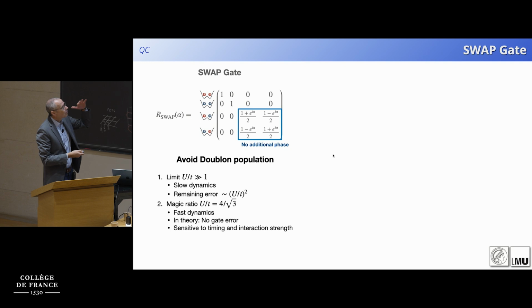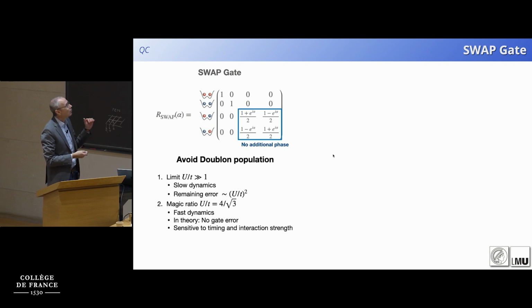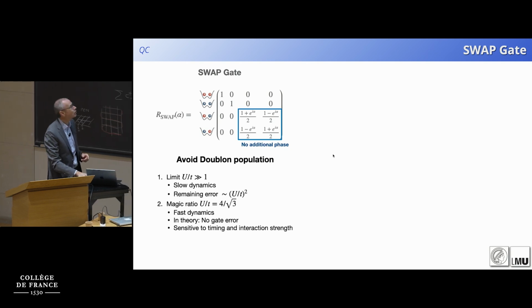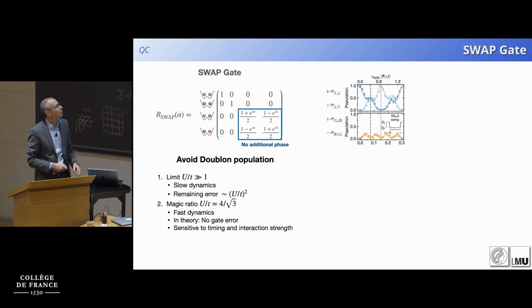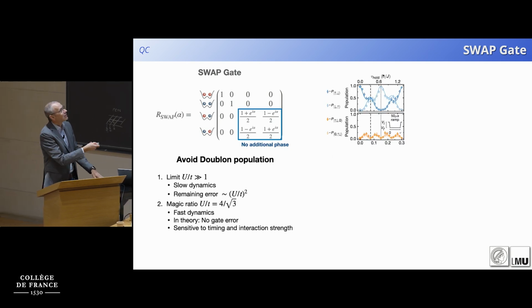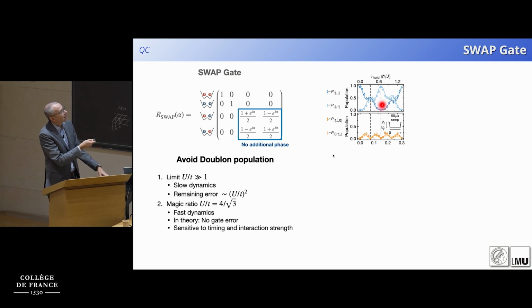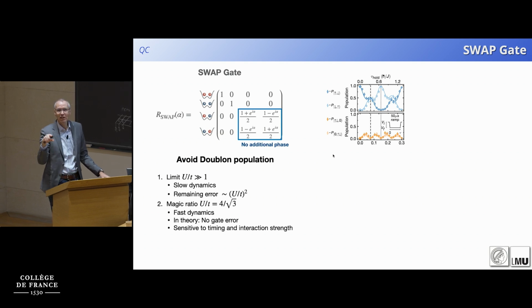If you go to very low U over T values, you can actually have fast dynamics. If you go to this very special ratio of U over T of 4 over square root 3, then you can realize a fast swap operation where the spins are swapped at this point in time, but at the same point you have a point where the double-on population is also 0.